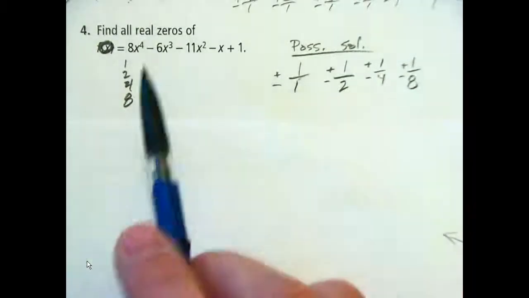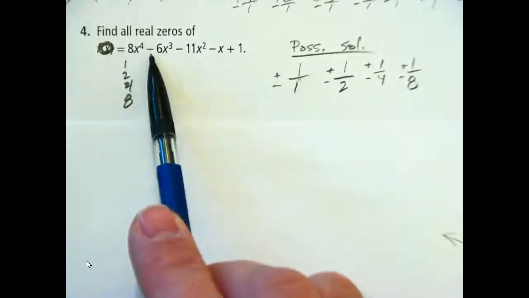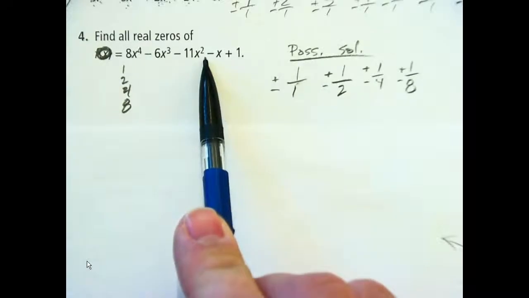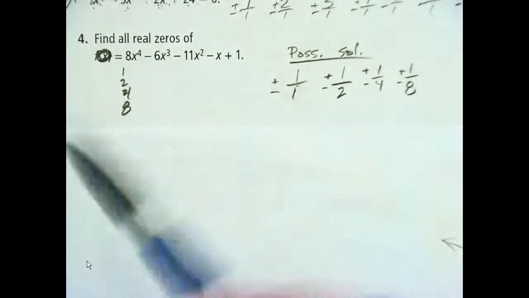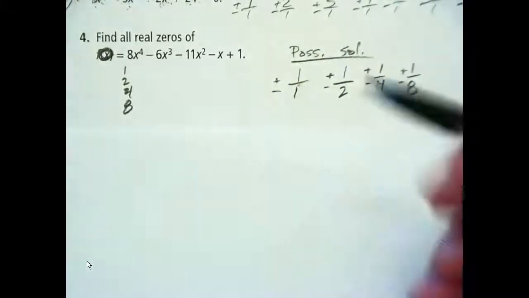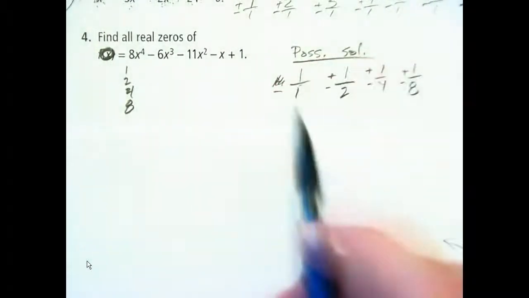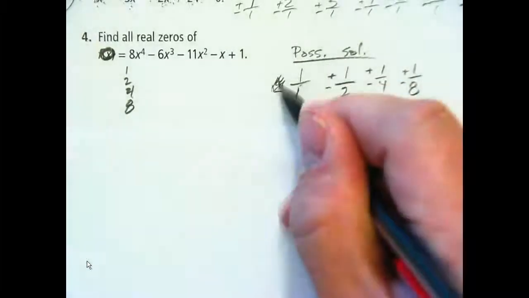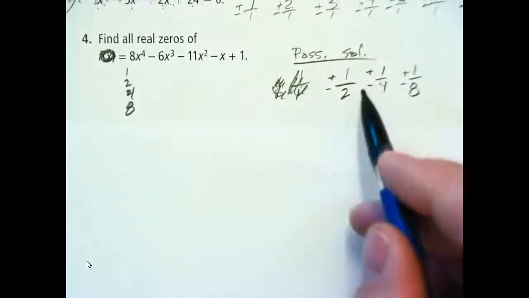So if I'm testing 1, 8 minus 6 is 2, minus 11 is negative 9, minus 1, negative 10 plus 1 is negative 9. Positive 1 does not work. Does negative 1 work? Anyone try it yet? Doesn't work? All right. That means we get fractions.